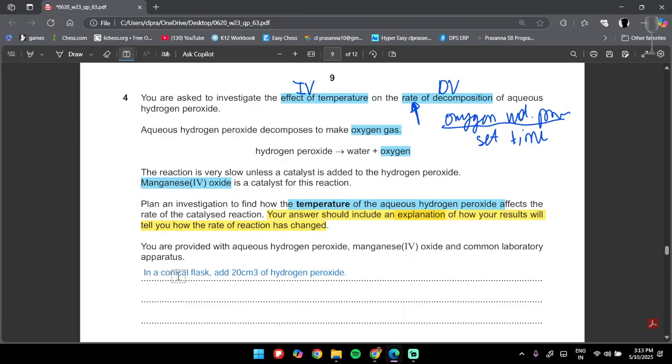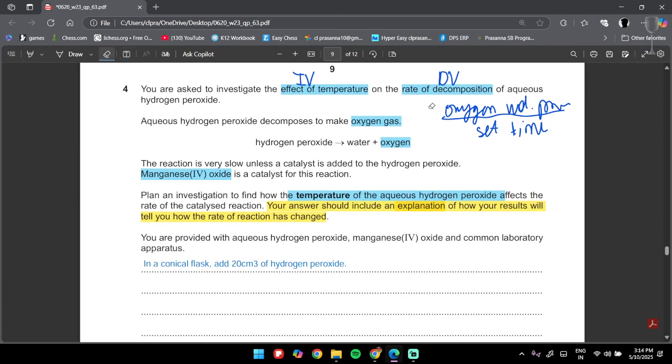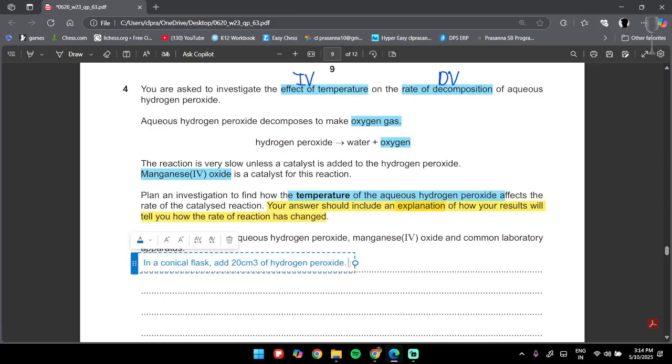So what apparatus am I using? What is the volume I'm using? What is the concentration I'm using? What is the substance itself that I'm using? Specify everything. And it should be ordered in such a way that when an examiner is reading it, he's imagining what is happening, and by the end of his imagination, he should have completed the experiment with you. So that's just something I keep at the back of my mind. So I've said in a conical flask, I've added 20 cm cubed of hydrogen peroxide.